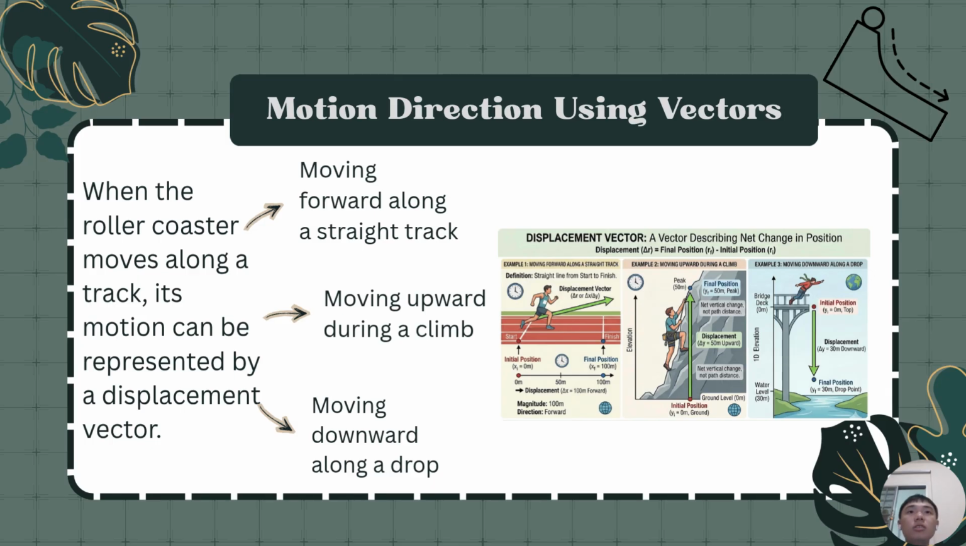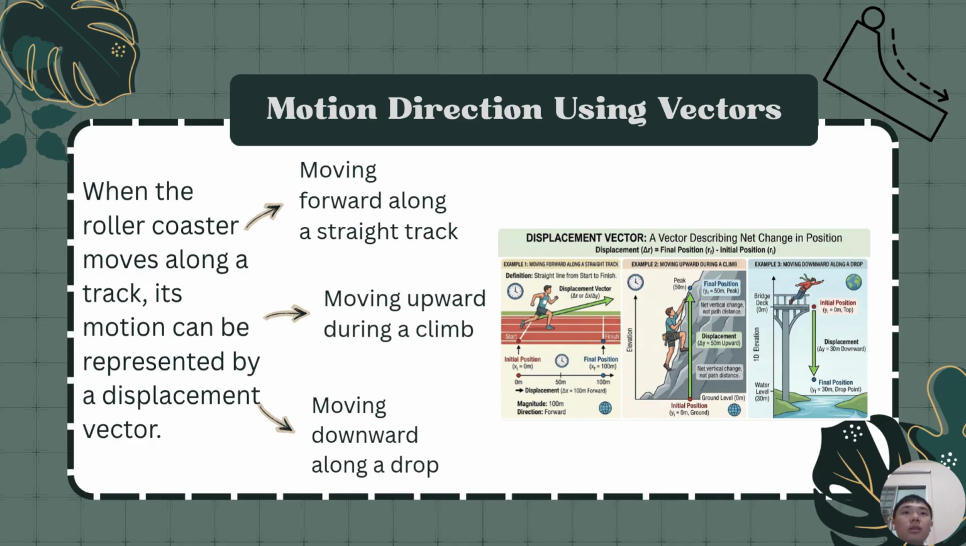Now, let us look at how factors are used to describe the motion direction of a roller coaster. When a roller coaster moves along a track, its motion is not just random. Every movement can actually be represented using something called a displacement factor. A displacement factor shows the change in position of the coaster from one point to another. It includes both how far the coaster moves and in which direction it moves.